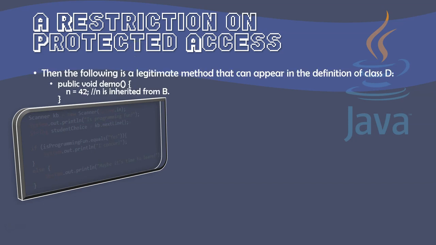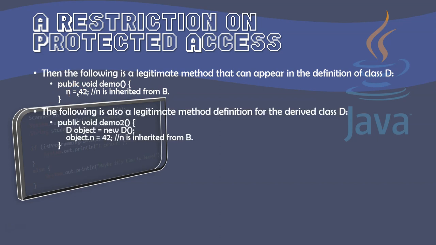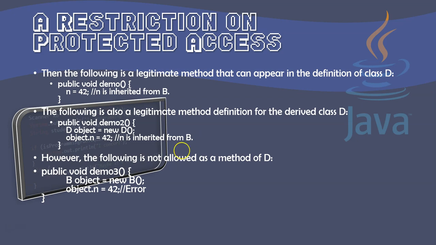If we want to keep looking at that pitfall, it's a way for us to think about what we should be looking out for if we do have protected access. Well, a legitimate method in that class D is public void demo, n equals 42, and of course n is inherited from B. Remember, it was an instance variable of that one, just protected. We could also say this is a legitimate method from our derived class D: public void demo2, D object is new D, object.n equals 42, and again, n is inherited from B. However, there is something that's not allowed. Public void demo3, and you'll notice it says B object is new B, object.n equals 42.